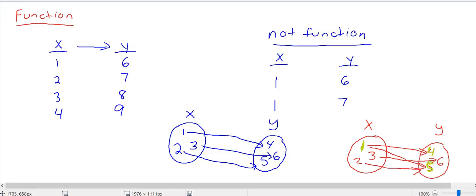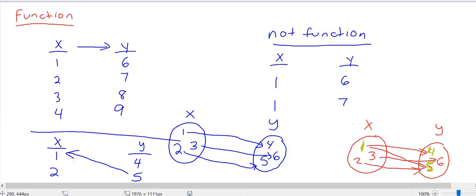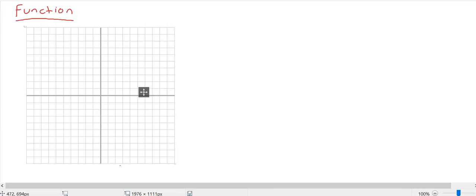However, every y value can correspond to more than one x value. So let's say I have x values of 1 and 2, and I have y values of 4 and 5. If y equals 5 corresponds to 1, and y equals 5 also corresponds to 2, that's okay, that's still a function. Something that would not be a function would be if 1 corresponds to 4, and 1 corresponds to 5.